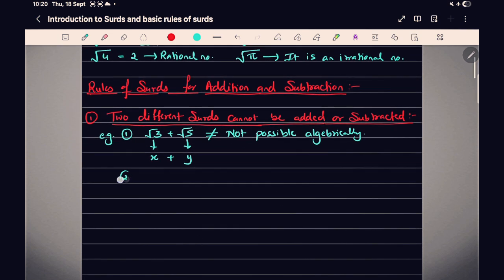Okay, similarly it can be like a rational number with root 5, again not possible to add. Even for subtraction for that matter, 3 minus root 6, again not possible.